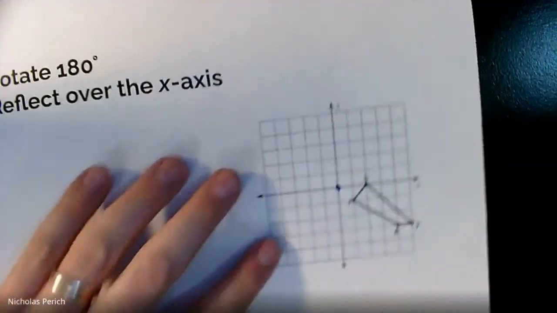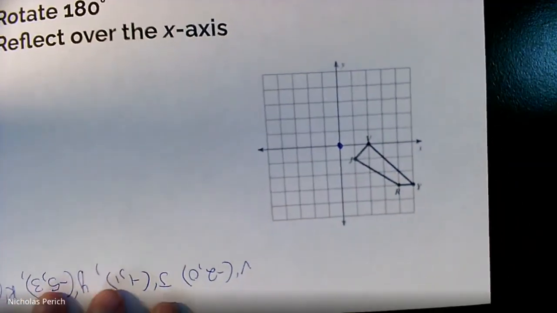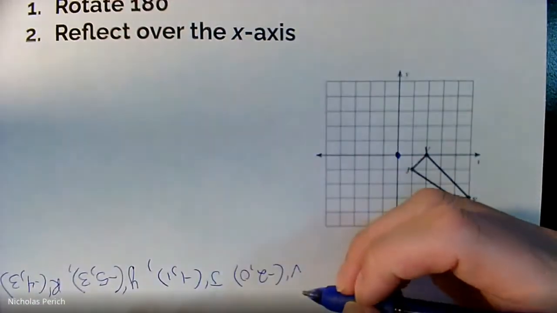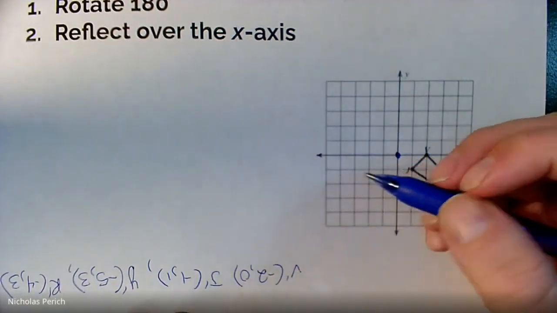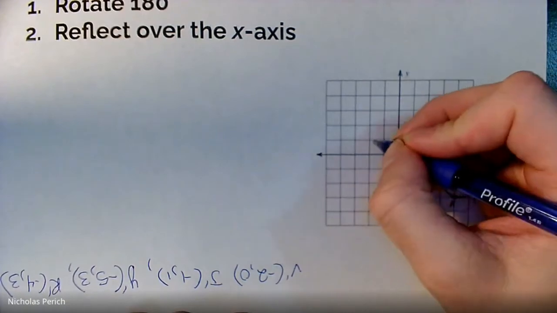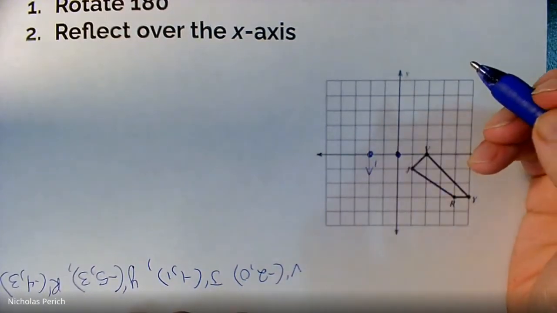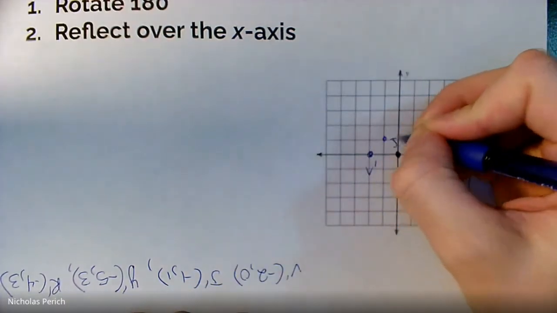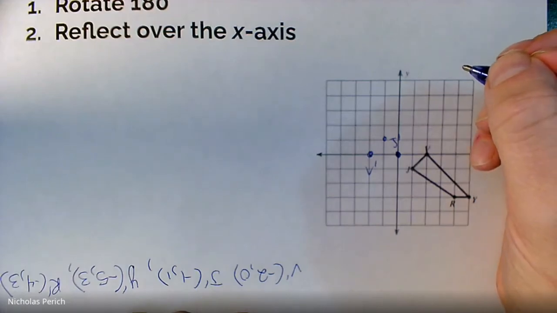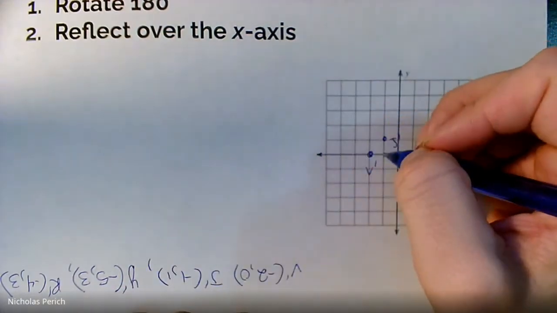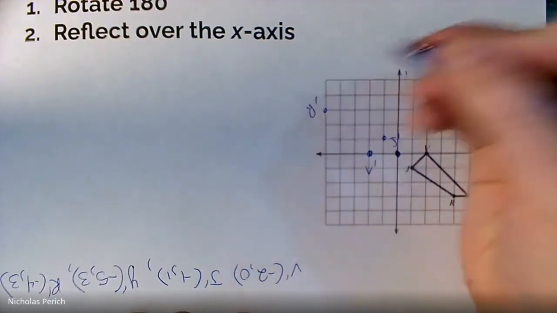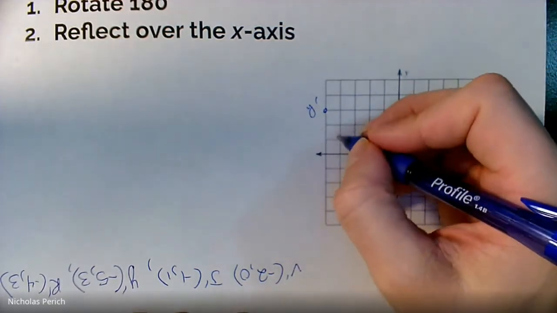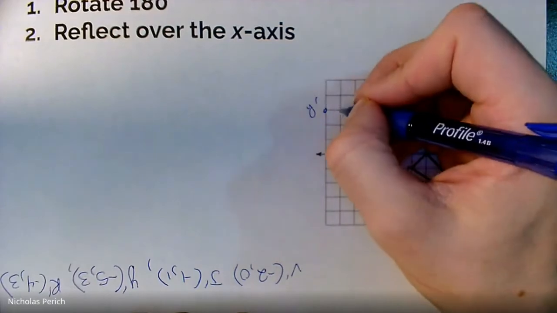Fix your shape. Graph those points that I have upside down there. If you have to, please turn your Chromebooks upside down. V prime is negative 2, 0. J prime was negative 1, 1. Y prime was negative 5, 3. And R prime was negative 4, 3. Negative 4, 3? Oh, yeah.